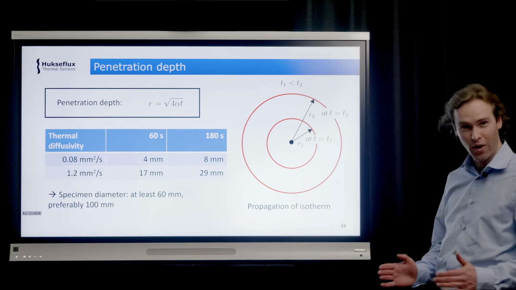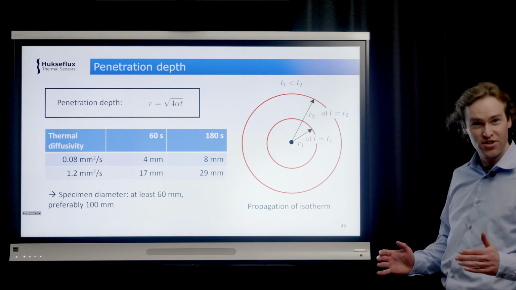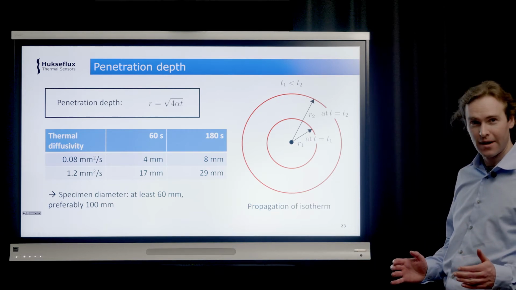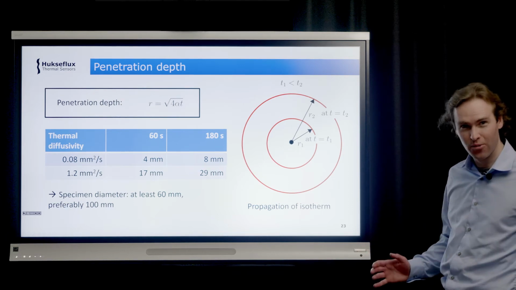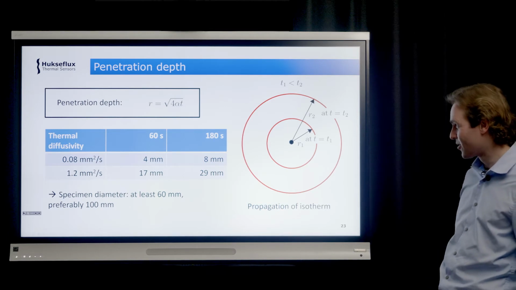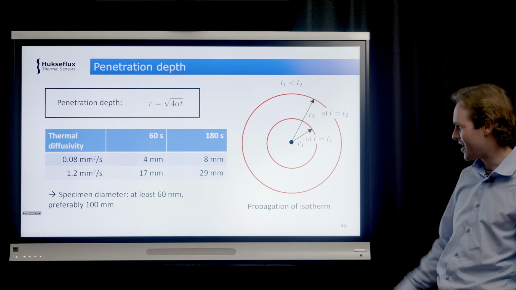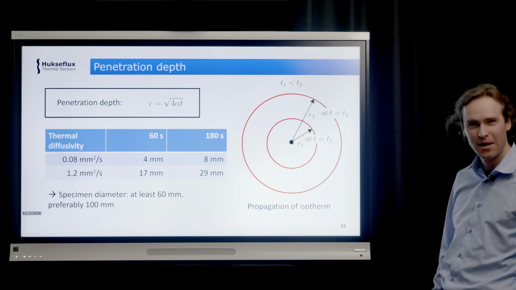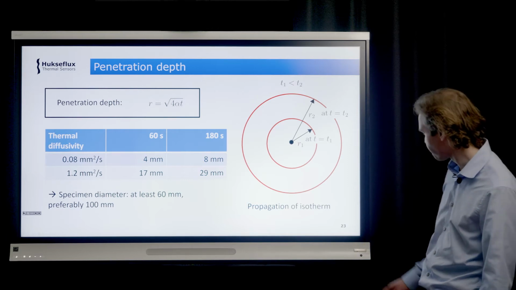Of course, once this heat wave reaches the end of your material, your measurement will be affected by whatever is around that material. So you should consider your specimen diameter. From this, I would say it should be at least 60 millimeters, preferably a bit more, maybe 100 millimeters.